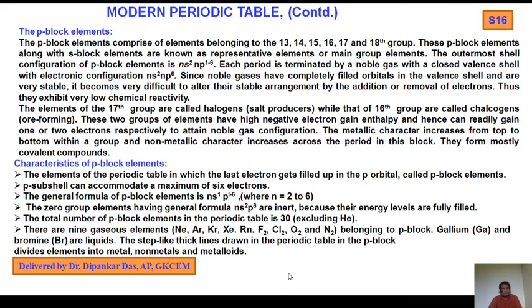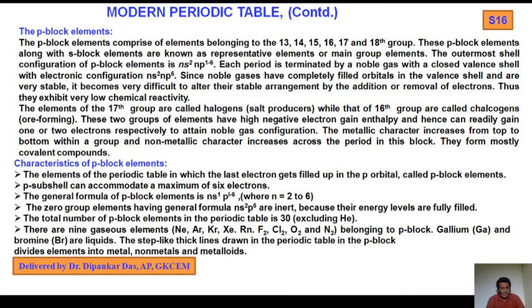Now come to P block elements. Okay, so P block elements comprise the elements belonging to groups 13, 14, 15, 16, 17 and 18. These P block elements along with S block elements are known as representative elements, as I have already told you during the discussion of the long modern periodic table.